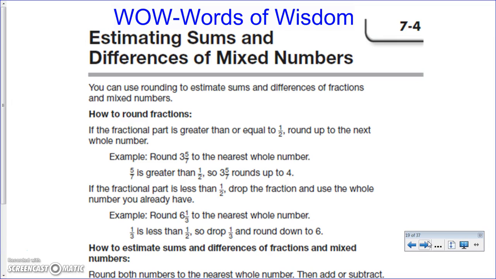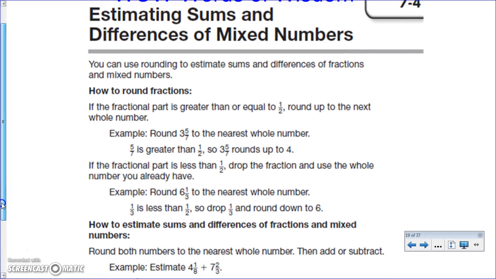If the fractional part is less than 1/2, drop the fraction and use the whole number you already have. So, for example, round 6 and 1/3 to the nearest whole number. 1/3 is less than 1/2, so drop the 1/3 and round down to 6.